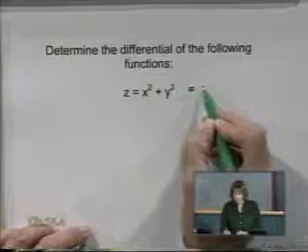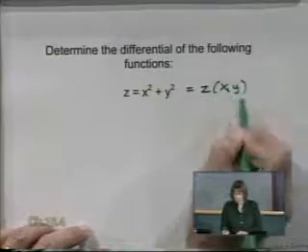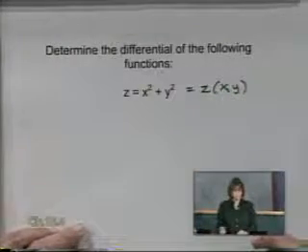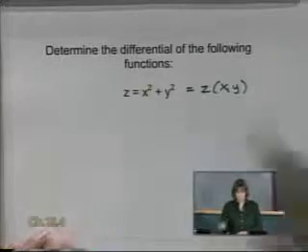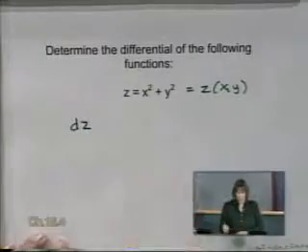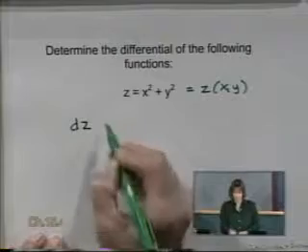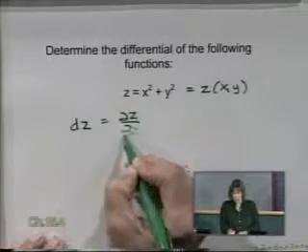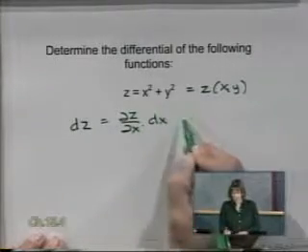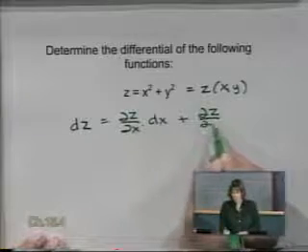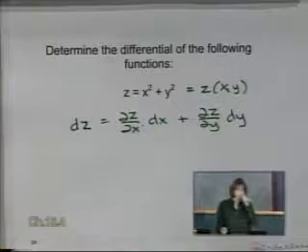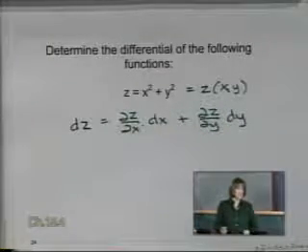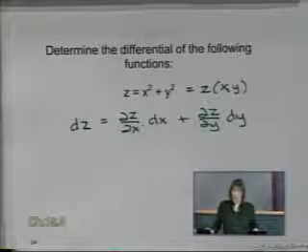Notice this function z is a function of two variables, x and y. z is equal to x squared plus y squared. So according to our formula, dz, which is called the total differential, is the partial of z with respect to x times dx plus the partial of z with respect to y times dy. And it's a wonderful measure of how much z changes.